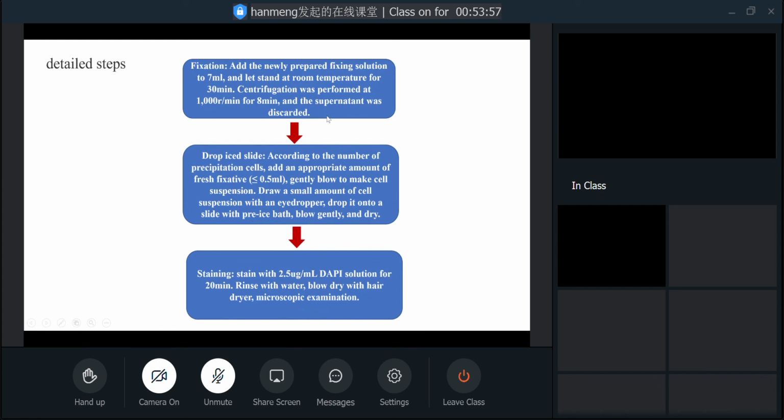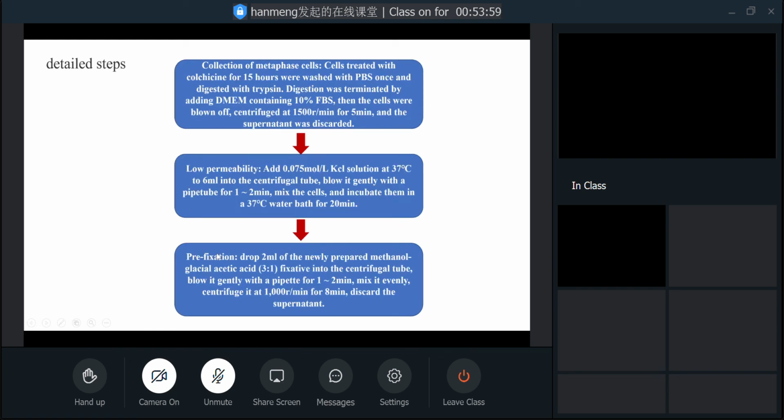Here you should pay attention. The fixative solution is freshly prepared. Maybe the potassium chloride solution you can prepare before the experiment, but the fixative solution you should newly prepare during your experiment.